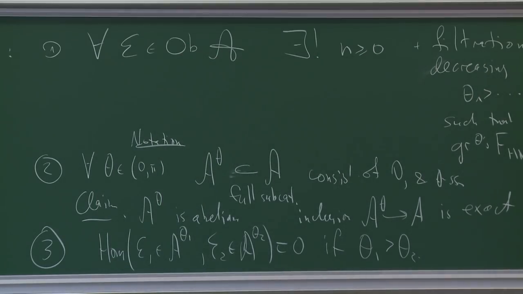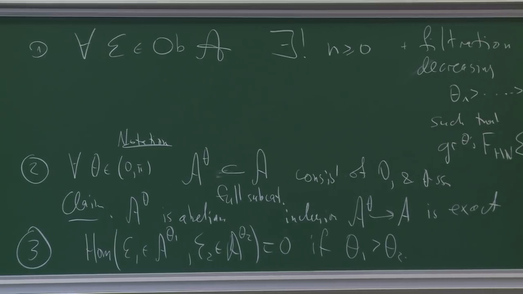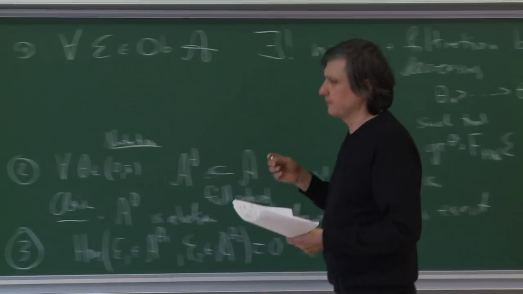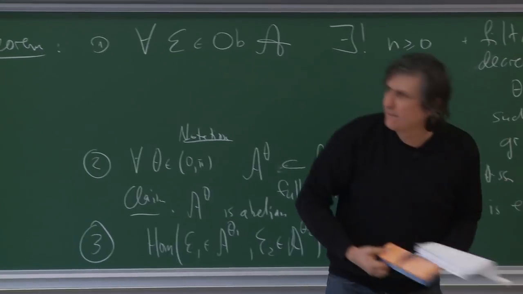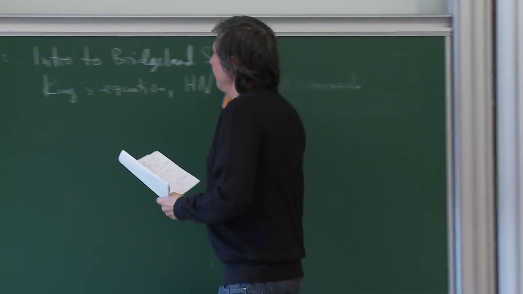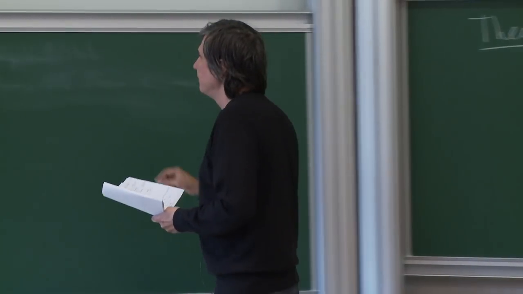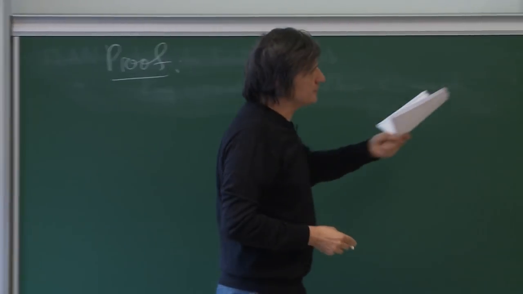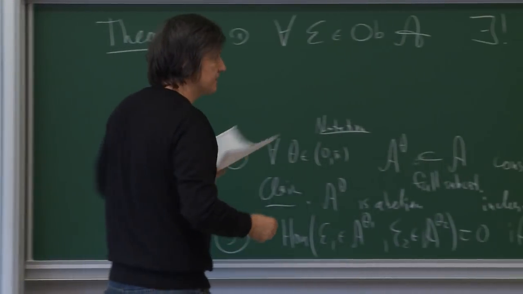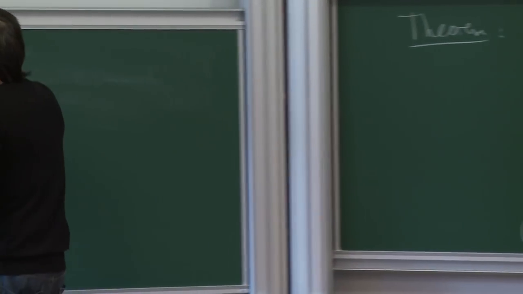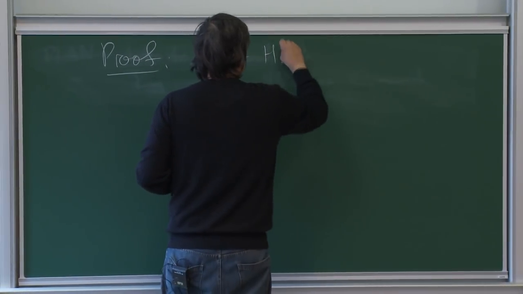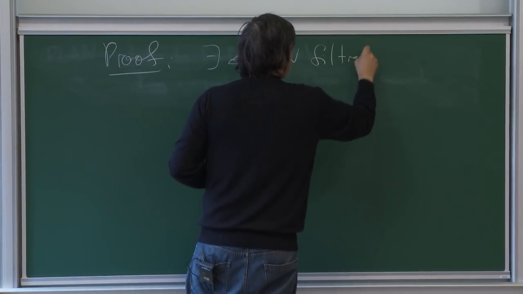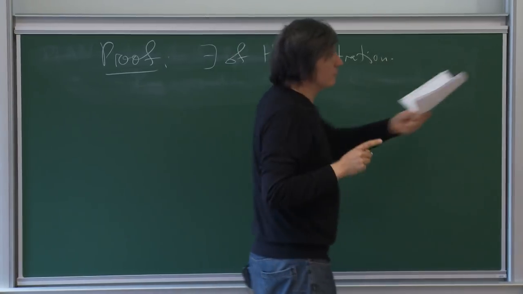Now that's essentially what everything one should know. And I'll just give you a sketch of the proof. First, let's prove that such a thing exists: the existence of the Harder-Narasimhan filtration. Essentially one can read it from the definition.